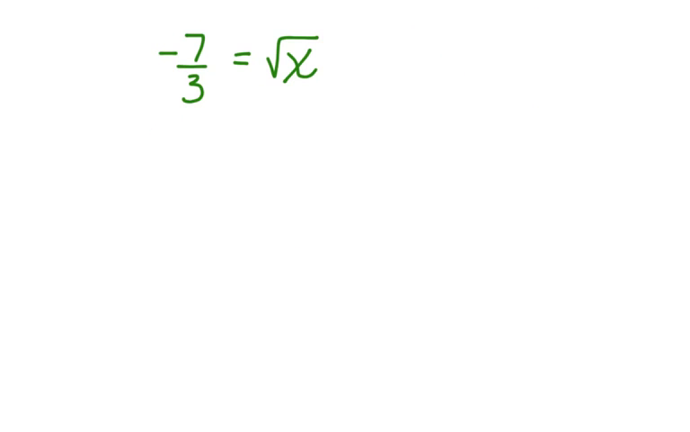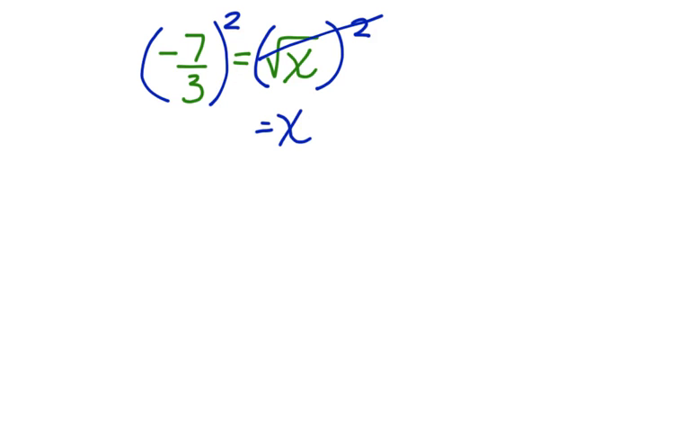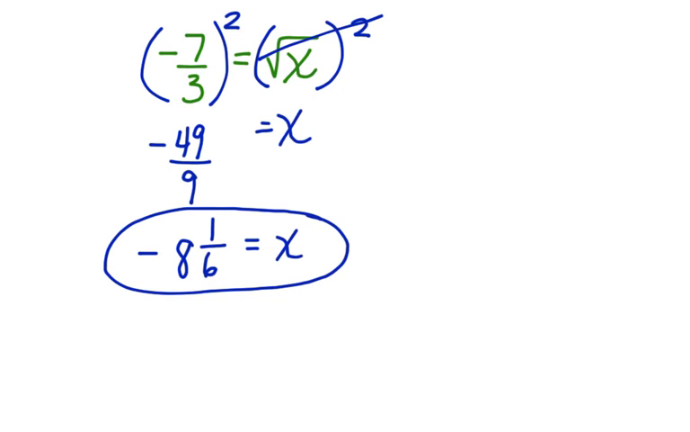Again, I'm trying to solve for x, so I have a radical here again that I have to get rid of. I can get rid of a radical by using the inverse, which is to square. These cancel, leaving x alone. What I do to one side of the equation, I have to do to the other. I square here, and I'm left with negative 49 ninths. 9 goes into 49 8 times, and 1/6 left over equals x. This is my answer, and my work is complete.